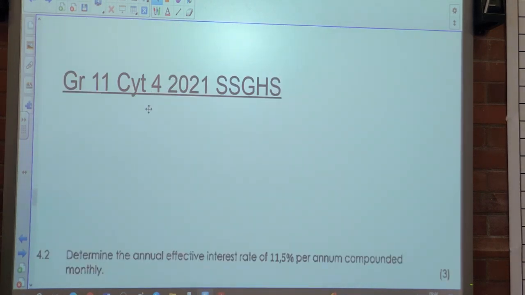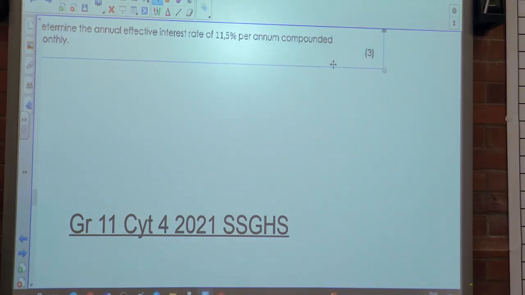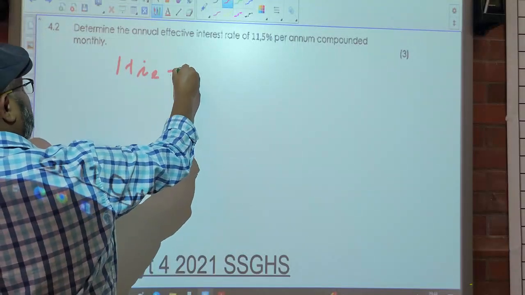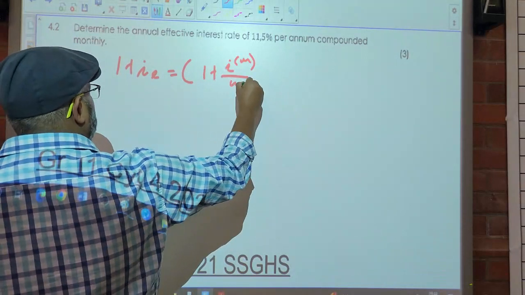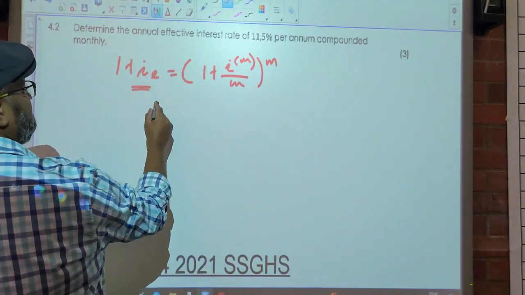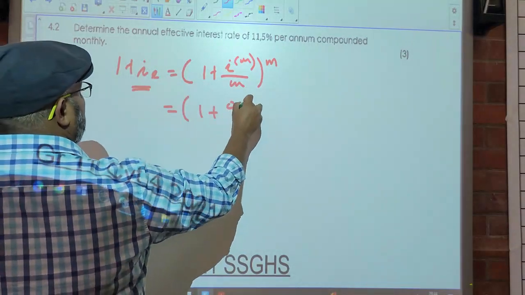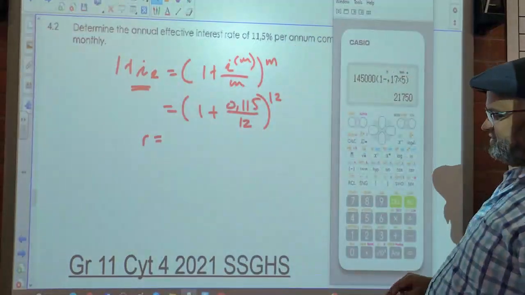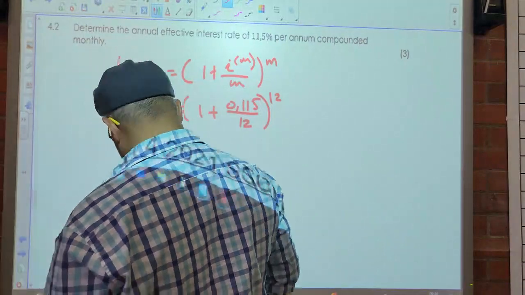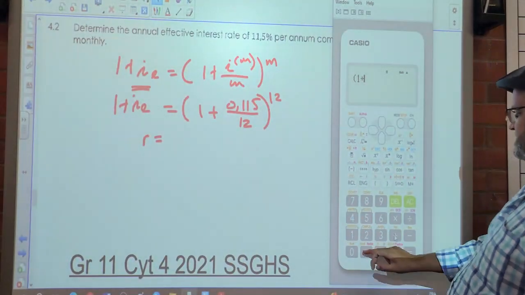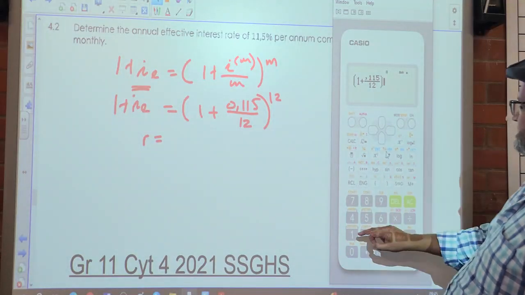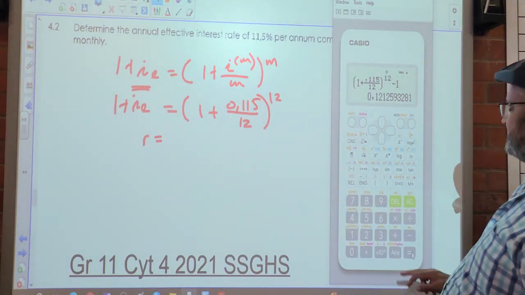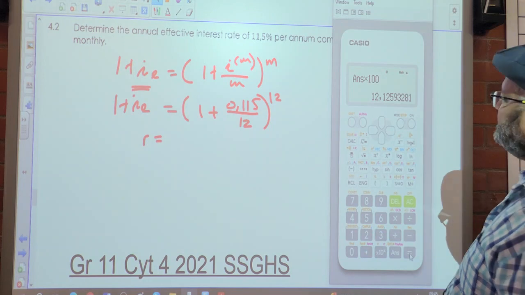Let's go to number 4.2. Determine the annual effective rate. People, this formula you need to memorize, as all the others, it is not going to be given to you in the exam. 1 plus i effective is 1 plus i to the m over m, to the exponent m. Determine the annual effective interest rate, so that's what you're calculating. It's going to be 1 plus 0.115 compounded monthly. So it's going to be open brackets 1 plus 0.115 over 12 to the exponent 12 minus 1, and then I multiply that by 100. 12.13%. Is that correct?